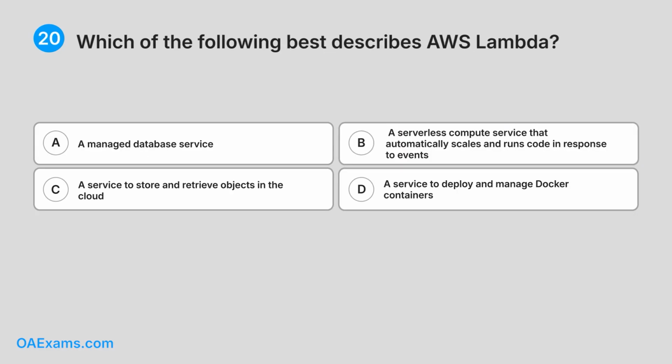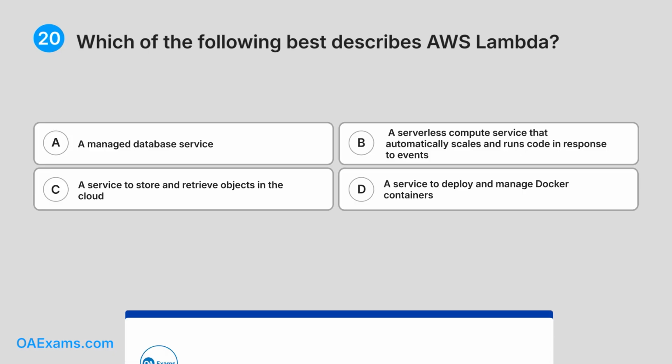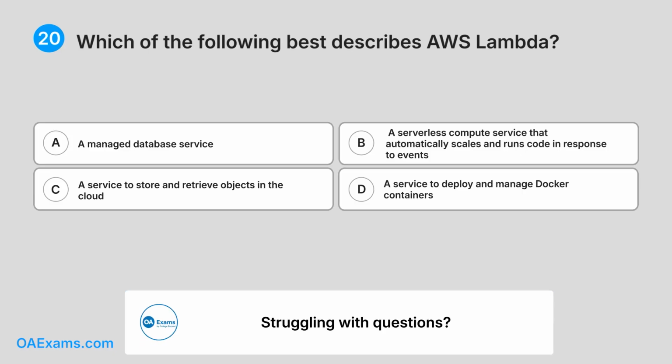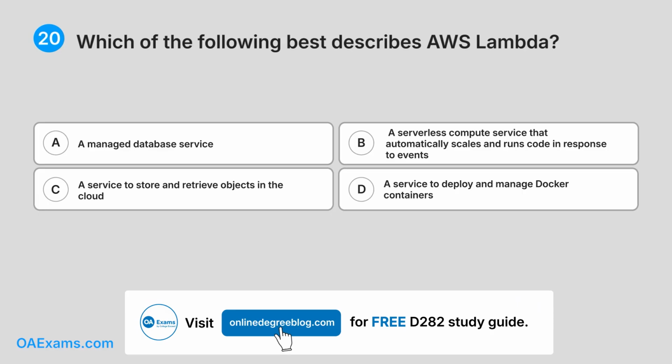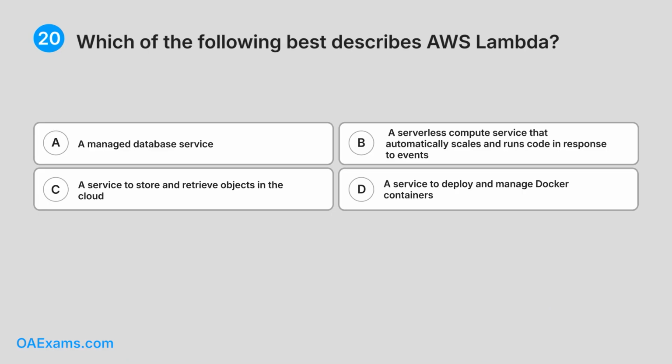20. Which of the following best describes AWS Lambda? A. A managed database service. B. A serverless compute service that automatically scales and runs code in response to events. C. A service to store and retrieve objects in the cloud. D. A service to deploy and manage Docker containers. Can you guess the answer?